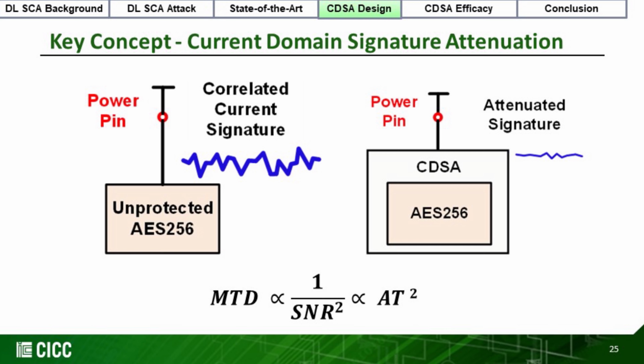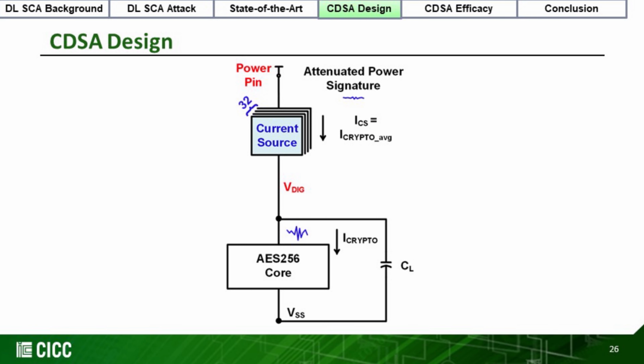Now, ideally for maximum protection, we need infinite attenuation, which means that the supply current should be independent of the crypto current. Well, the first thing that comes to our mind is a constant current source. However, a constant current source cannot drive a variable current load. Hence, we need a capacitor to account for the differences in the current.